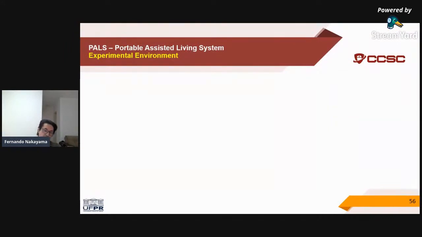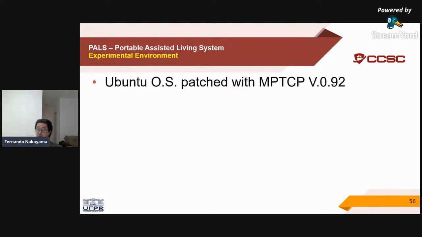To evaluate the performance and the handover of PALs using different protocols, we have conducted an emulation-based experiment in multiple scenarios considering the following experimental environment. We used an Ubuntu OS patched with MPTCP. It's very important to notice that the Ubuntu OS doesn't come natively with the MPTCP protocol installed. So we have to perform extensive changes at the kernel level to install the MPTCP protocol.